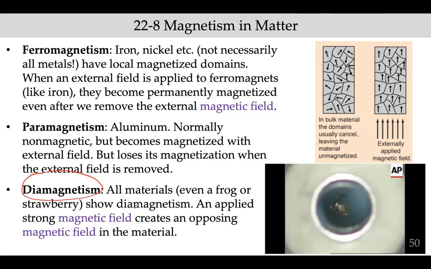If you have a strong enough magnetic field that you can apply, you can actually make other objects hover in air, like strawberries, or even live animals like this.